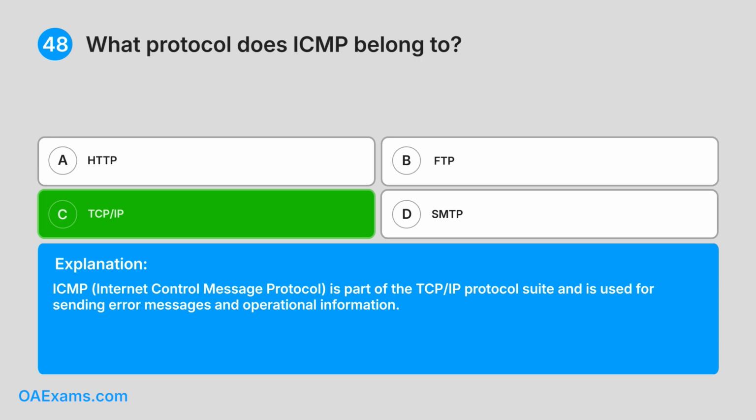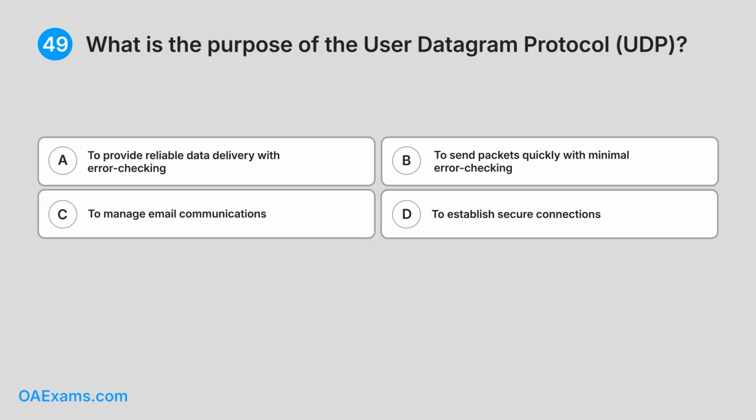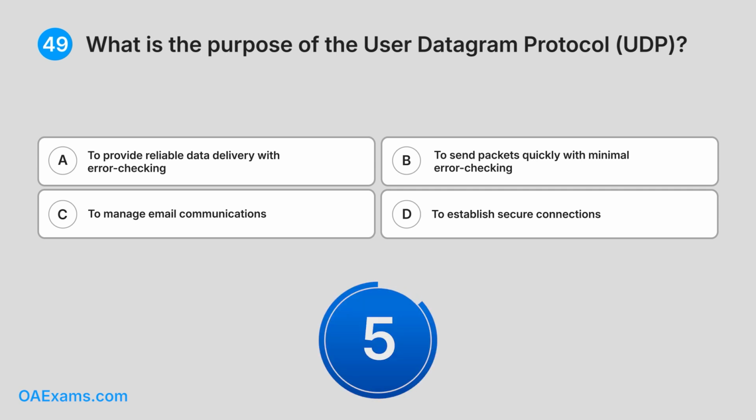49. What is the purpose of the User Datagram Protocol, UDP? A. To provide reliable data delivery with error checking. B. To send packets quickly with minimal error checking. C. To manage email communications. D. To establish secure connections. What do you think is the answer?